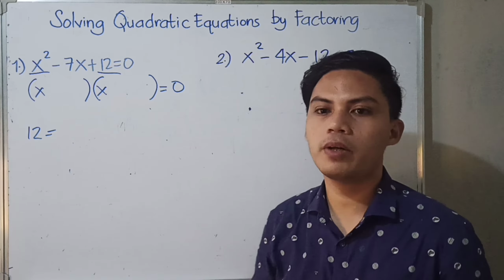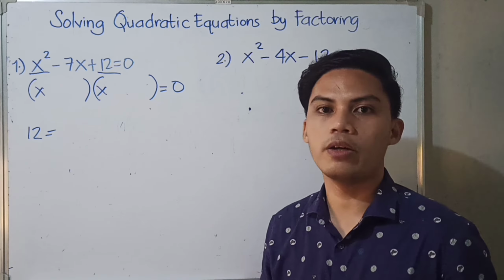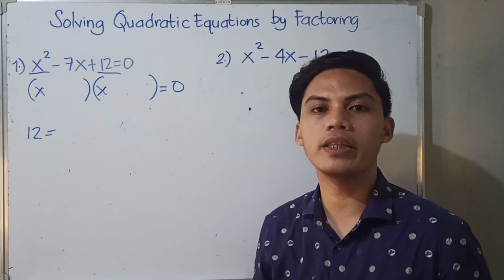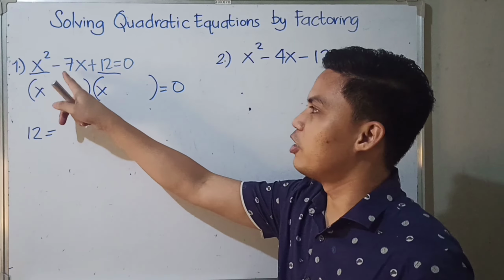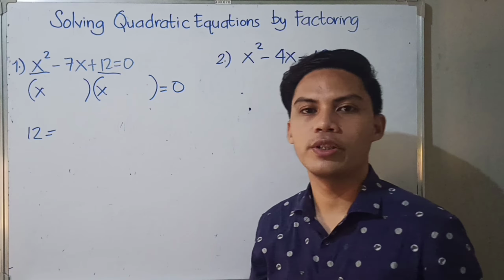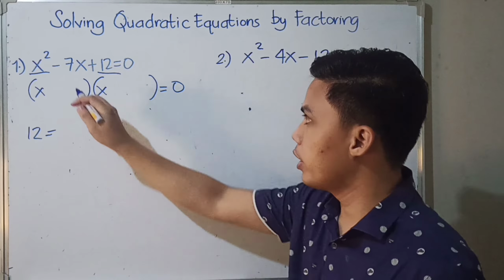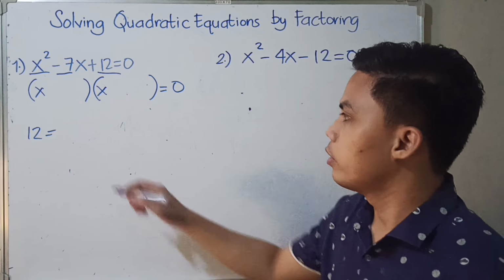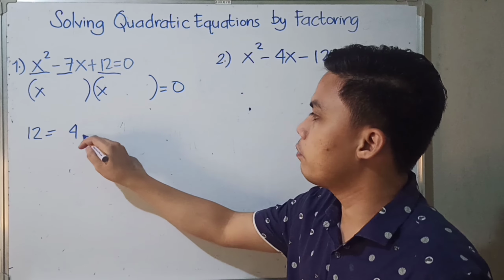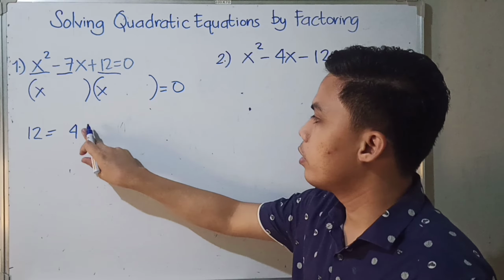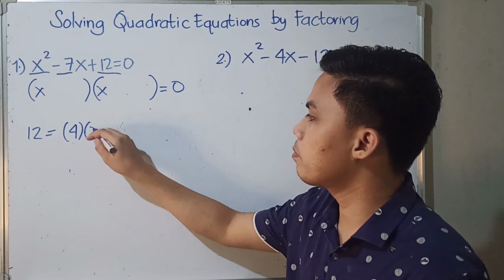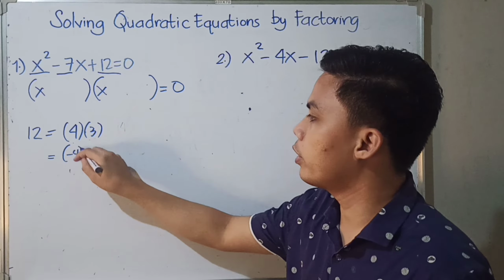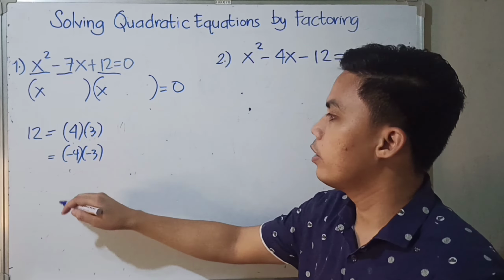Now, isip tayo ng mga factors ng 12 na kung saan yung dalawang numbers or dalawang factors, pag kinombine natin, the answer will result to the numerical coefficient of our second term, which is negative 7. So, ano ba yung mga factors ni 12? Okay, pwedeng positive 4 times positive 3. Pwede ring negative 4 times negative 3.